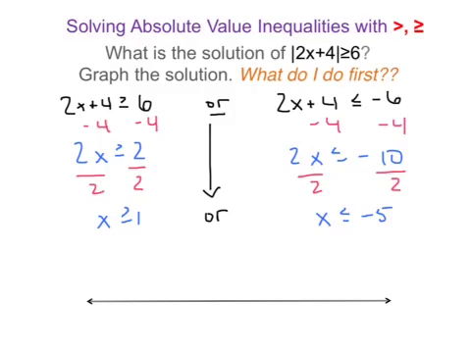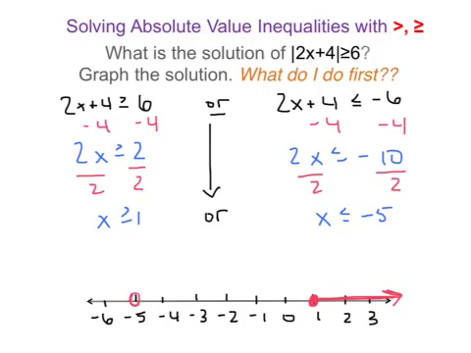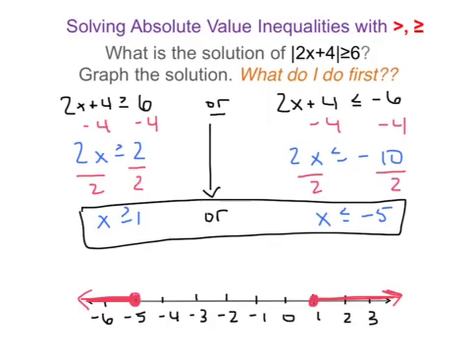And now graphing this, we need the important points of -5 and +1. We're going to have a closed circle on 1, and it says x greater than or equal to 1, so we're going to shade everything greater than or equal to 1. And then we're going to have a closed circle on -5. And then we want everything less than or equal to -5, so we're going to shade to the left. So here's my solution, and there's the graph that matches my solution.